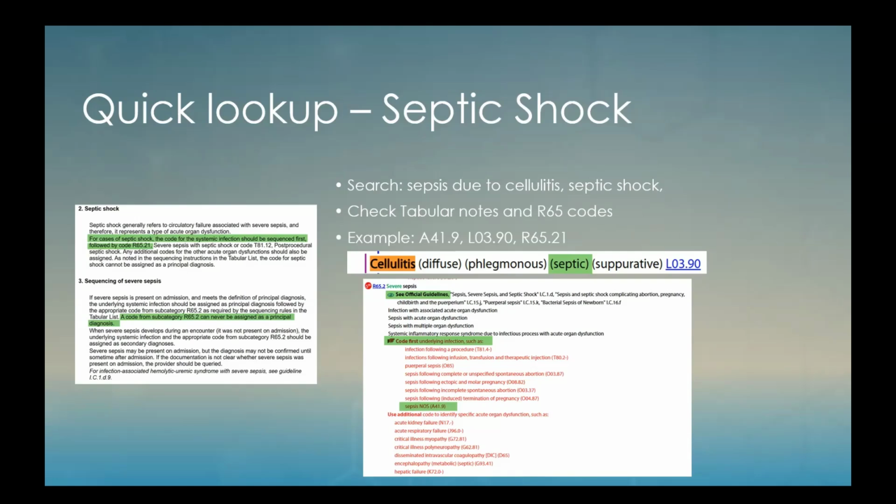Number 6, quick example from this slide. In our example, the correct sequence would be A41.9 for sepsis, unspecified organism, L03.90 for cellulitis, unspecified site, and then R65.21 for the severe sepsis with septic shock. This is the clean, guideline-compliant way to capture septic shock in ICD-10-CM.